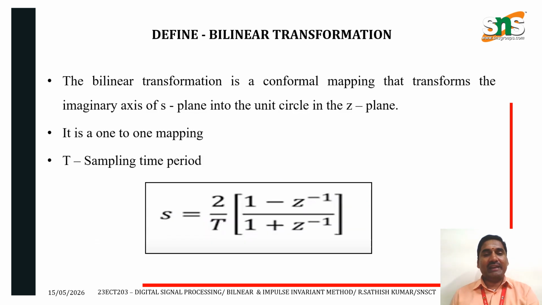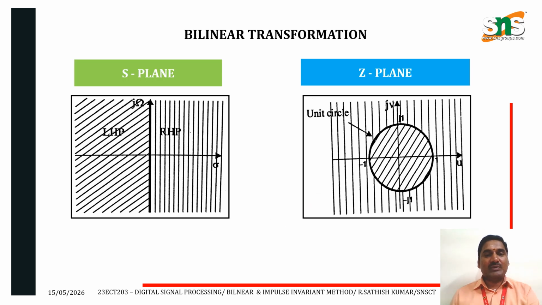Next one, define bilinear transformation. Bilinear transformation is a conformal mapping that transforms the imaginary axis of the S-plane into the unit circle in the Z-plane. It is a one-to-one mapping. T is nothing but the sampling time period. S is equal to 2 by T into (1 minus Z inverse) divided by (1 plus Z inverse). Next one, this is the bilinear transformation of S-plane into Z-plane. The left half of the S-plane is mapped into the interior of the unit circle in the Z-plane. The right half of the S-plane is mapped into the exterior of the unit circle in the Z-plane.